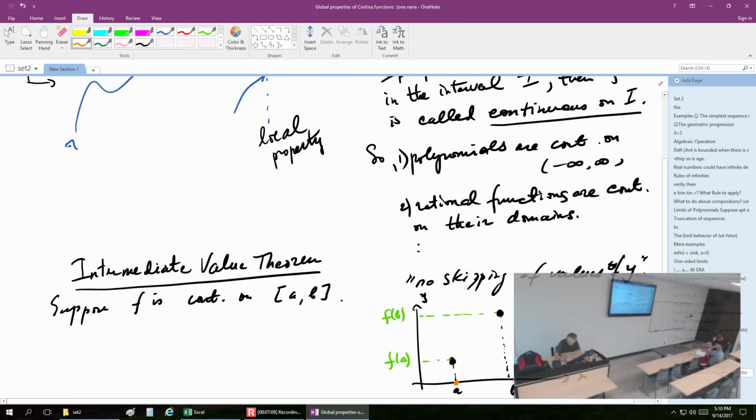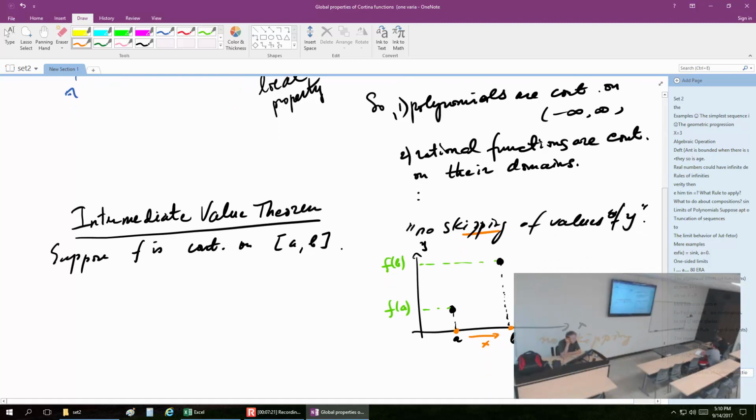this interval between a and b. So x runs from a to b, no skipping. So there is no skipping on the x-axis between a and b. Okay. What we wanted to conclude is that there is no skipping on the y-axis as well. So no skipping here either.